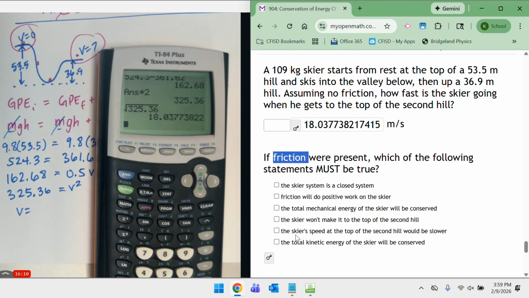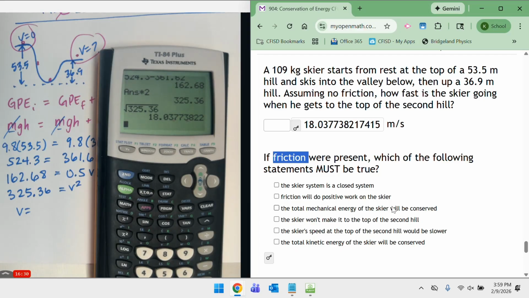If there were friction, there would be work being done. We would expect energy to leave our system or to be dissipated from our system. That is the definition of an open system, not a closed. Friction will do positive work on the skier. Nope, friction only does negative work. All it does is remove energy, not add it. So don't check that either.